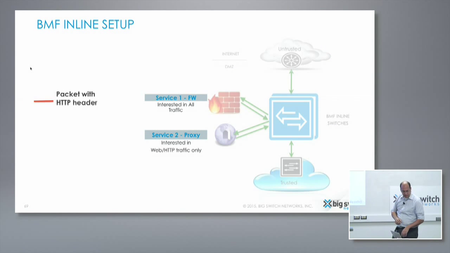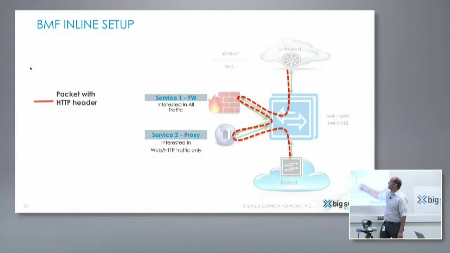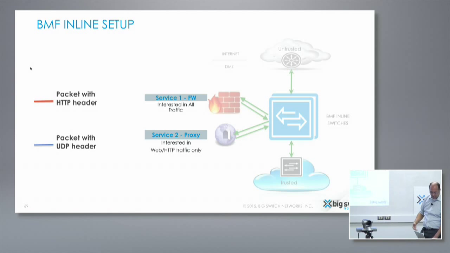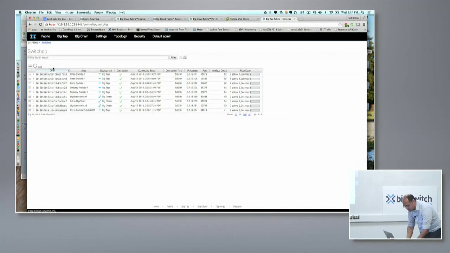Just to give you an idea about what's going to happen, let's say I configured the first service to see all the traffic. Then whenever I send the traffic, it will go to service 1. I configure the second service to only see web and HTTP. Then it will get the HTTP traffic. But if I send non-HTTP traffic, like let's say UDP or something else, then it will only go to one of the services, it will skip the second one. To see that in action, I will move to the controller.